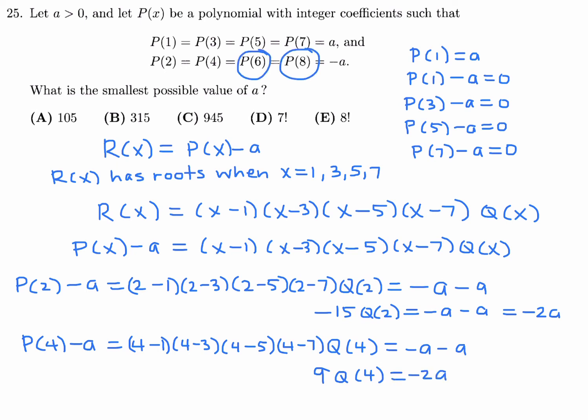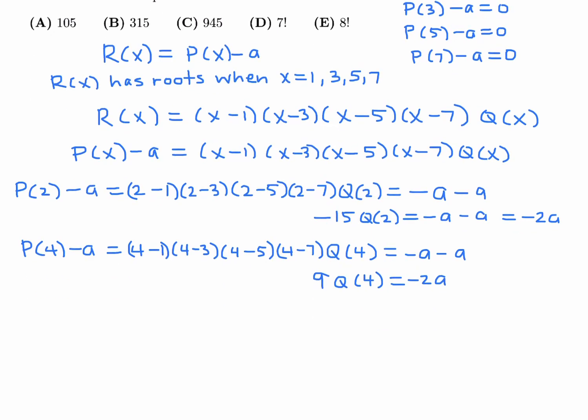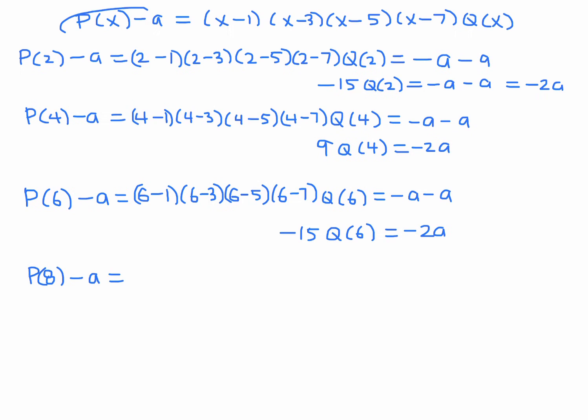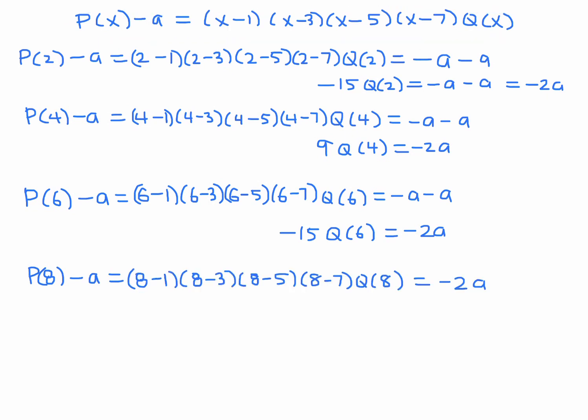And then, of course, we'll do the exact same thing for p at 6 and p at 8. That is again going to be minus 15 q at 6 is equal to minus 2a. And then finally, we do p at 8 in the exact same way, using this same equation up here. If you do the math there, you get 105 q at 8 is equal to minus 2a.